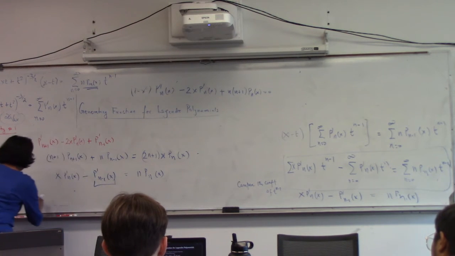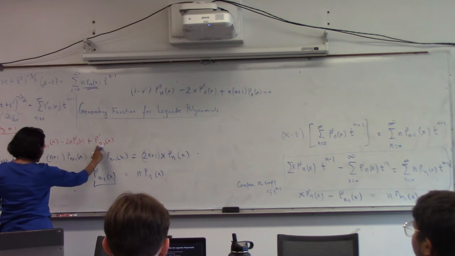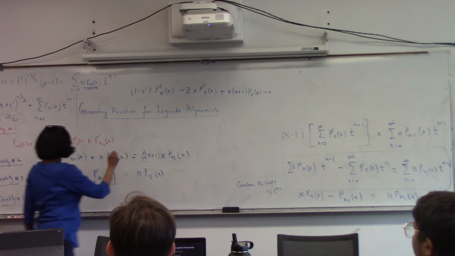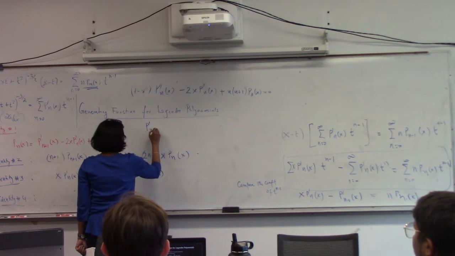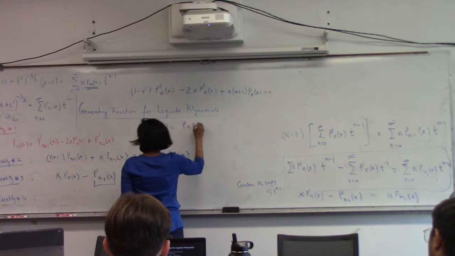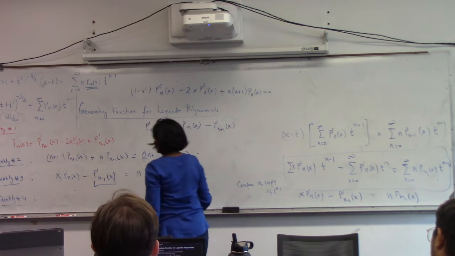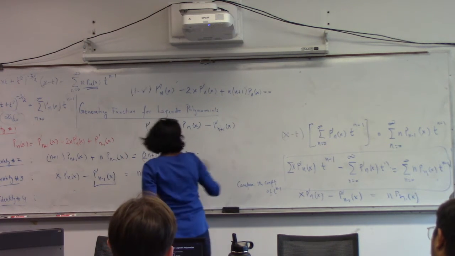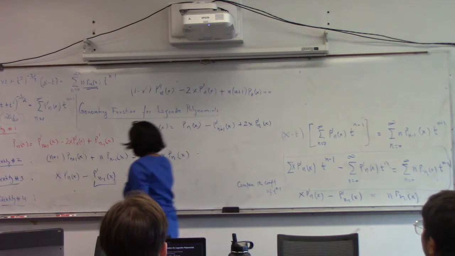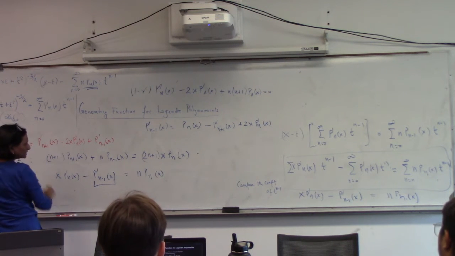Identity 4 is obtained by getting p prime and 1x from here. So what I'm going to get is the following. I'm just eliminating that, right? If p prime n minus 1x is p sub nx minus p prime n plus 1x plus 2x p prime nx. Is that correct? P nx minus p prime n plus 1x plus 2x p prime nx.